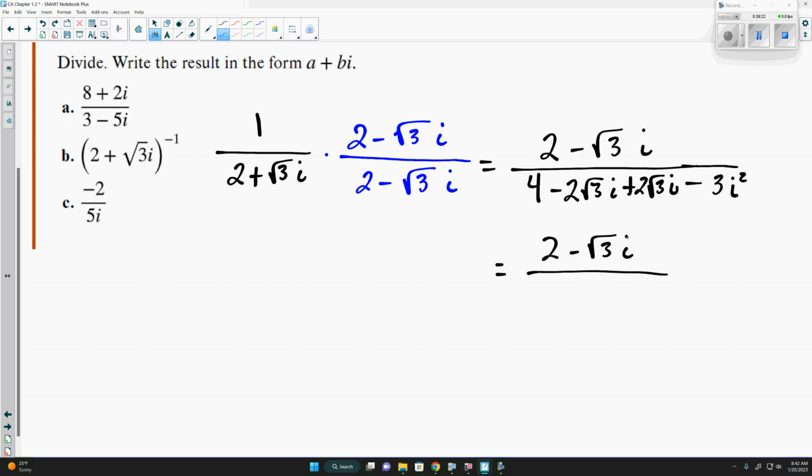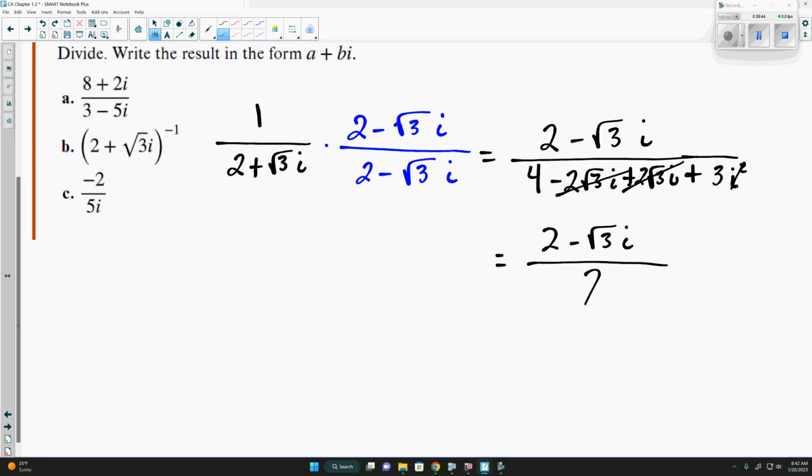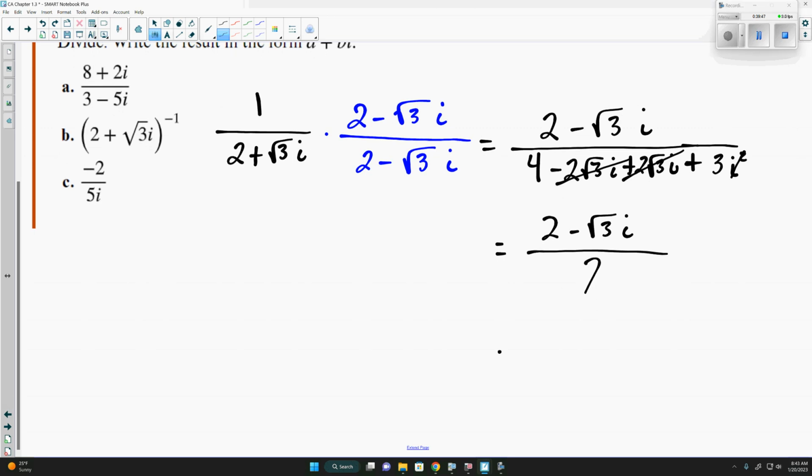There is no simplifying with the numerator because it's just 2 minus square root of 3i. There's nothing else. There's no like terms. There's no i's to powers. So it's as simplified as it gets. The denominator, negative 2 square root of 3i and 2 square root of 3i make 0. The i squared turns that into a plus. So we have 4 plus 3, which is 7. Which tells us that we have 2 sevenths minus the square root of 3 sevenths i.